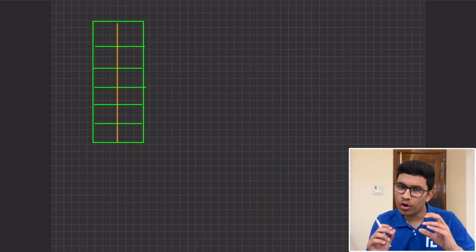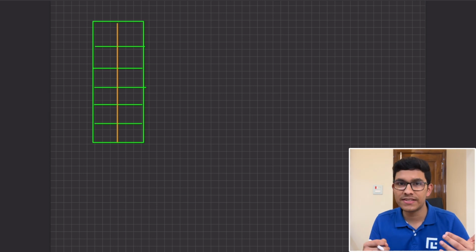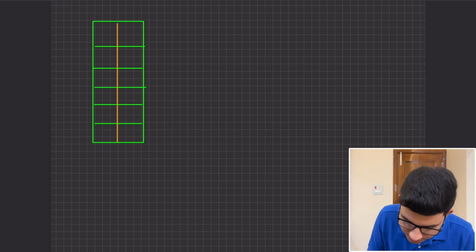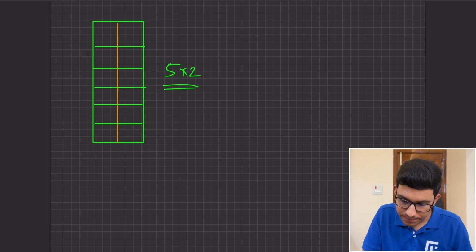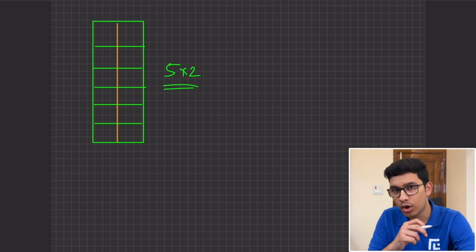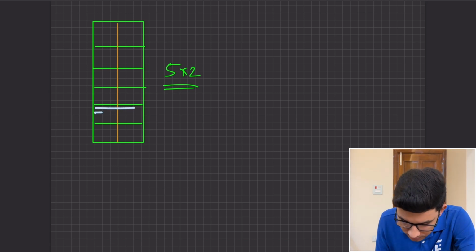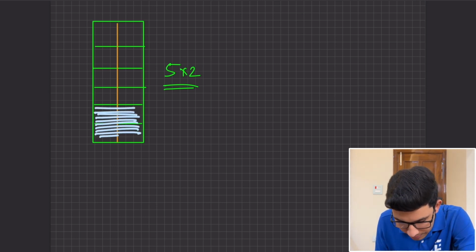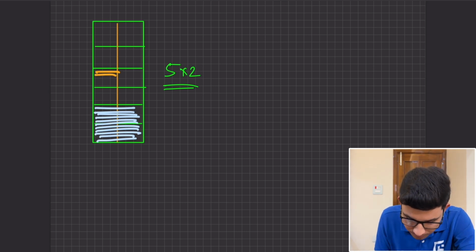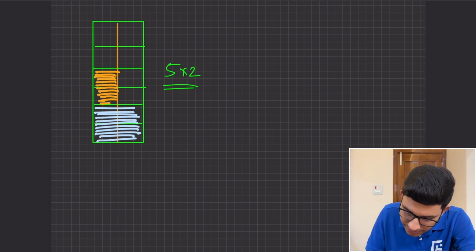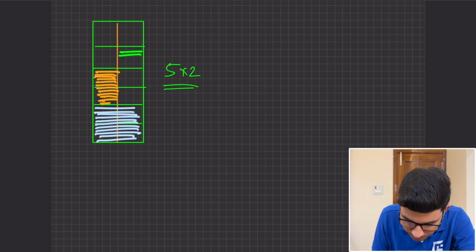Alright, so let's try to draw some grids and see how this is really working out. Let's look at this first 5 cross 2 grid here. What you could do is something like this. You could fill, let's suppose, the bottom 2 rows completely like this. This is one block, okay? One block I have filled here. Next, let's suppose you fill another block like this. Next, let's suppose you fill another block like this.